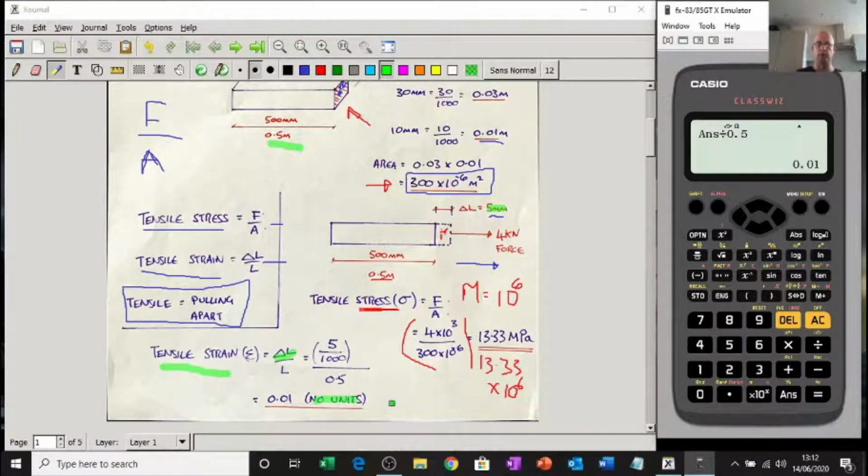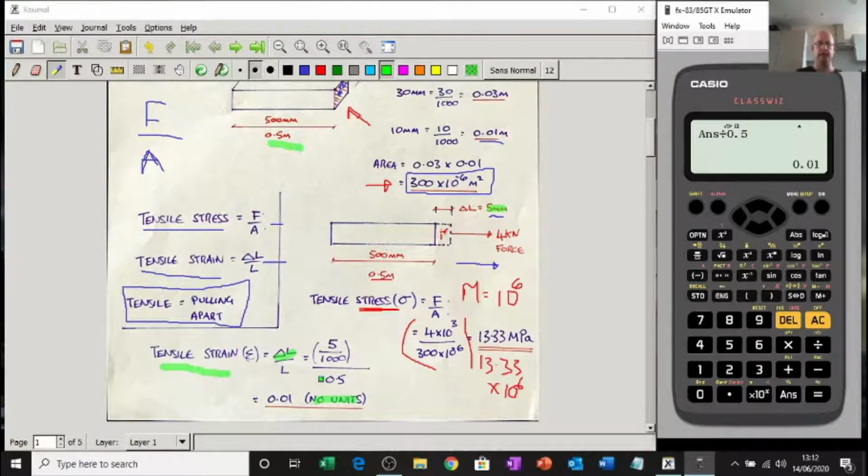No units. Now, normally you measure strain with a strain gauge, because it's quite hard to measure a small change in length. So if you know the strain, you can then work backwards to find the force and whatever.